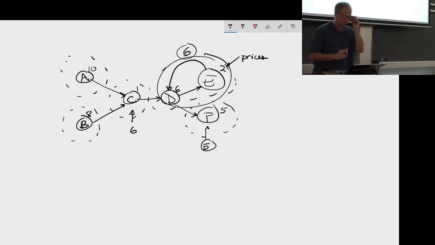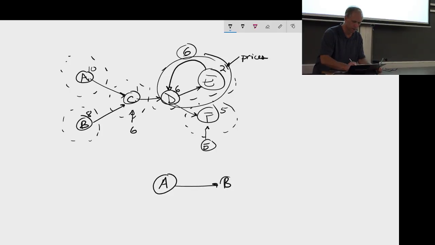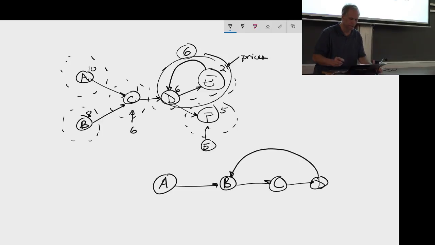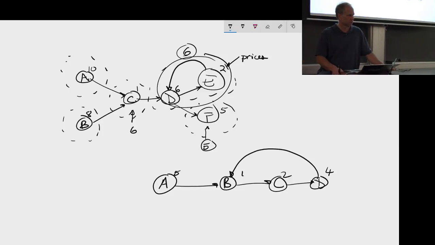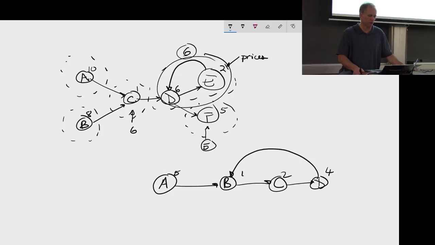I mean, let me try to draw a simpler graph here. So if we have like A, B, C, D, and then back to there, and our initial prices are like 5, 1, 2, 4. So we're going to determine the costs. And you can see from this that what's the cost of A going to be? That's going to be 5. What's the cost of B going to be? 4. The most expensive thing you can reach is 4. The cost of C will be 4 as well, and D.